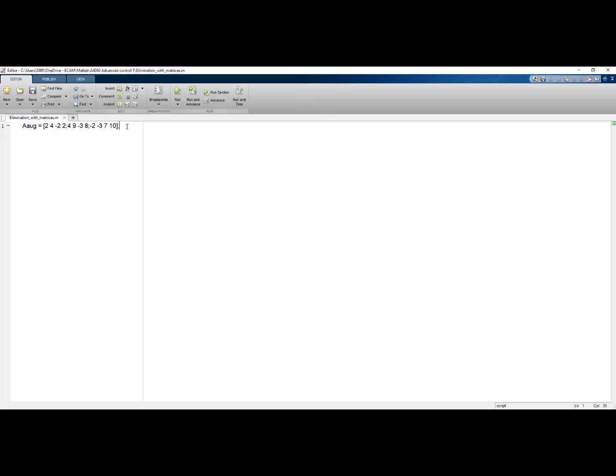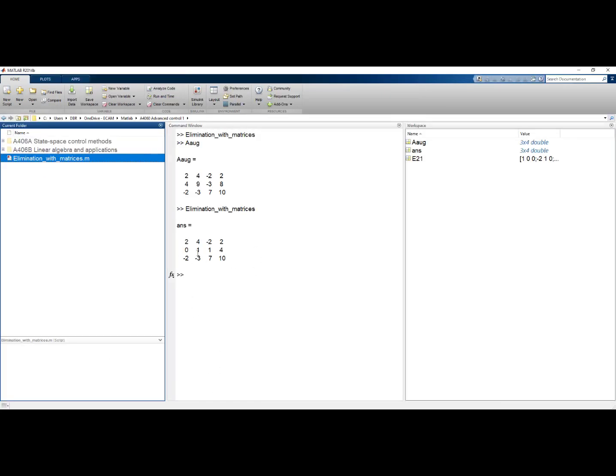Okay, so we can work in our M file here and produce the elimination matrix E21. You start from the identity matrix, okay, and in element E21 you have to put minus the multiplier, and the multiplier was 2 over here. Let's have a look at E21 times A augmented. Okay, it indeed produces a 0 in element 2,1.